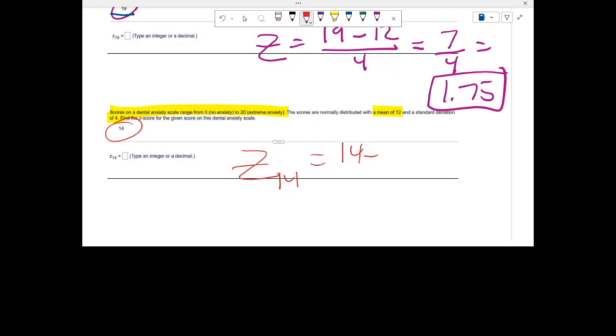We're going to go 14 minus 12 divided by 4. So 14 minus 12 is 2 divided by 4, 0.5. Not really. A little bit nervous, but not too much. Okay. A little bit more than the average. That's all it's basically telling us, y'all.